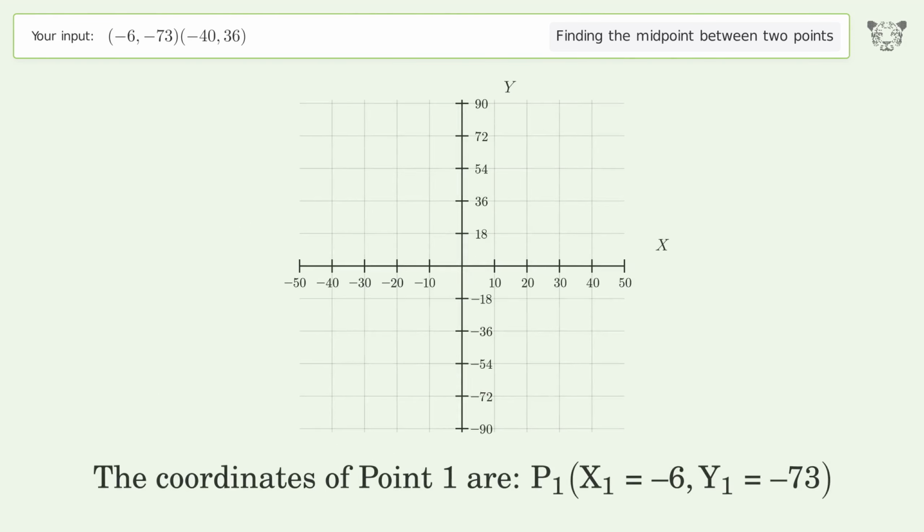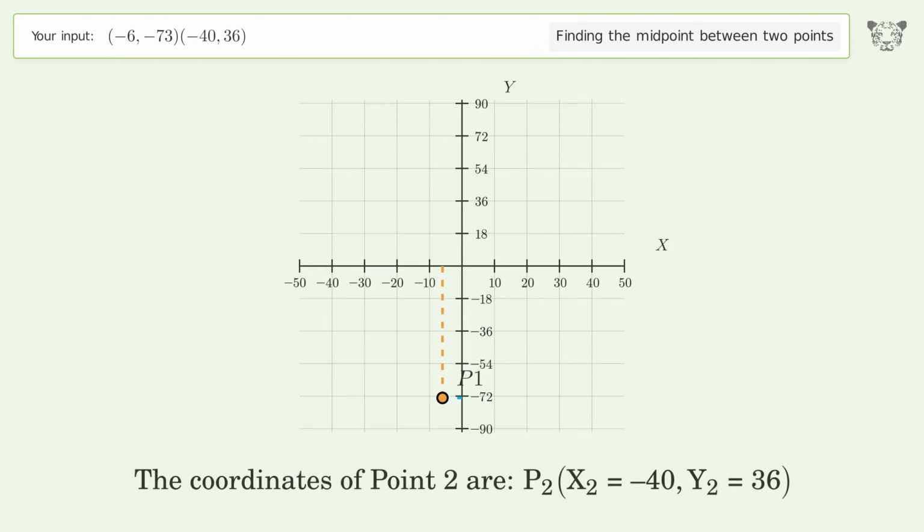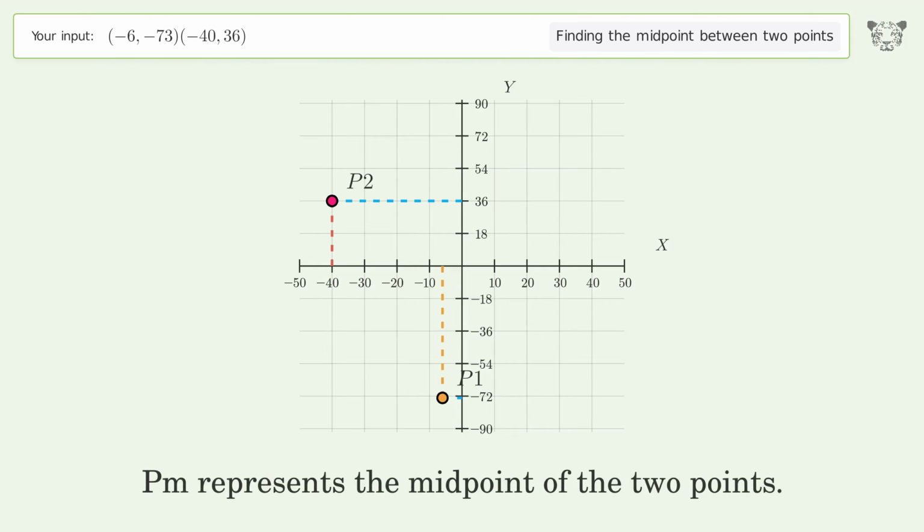The coordinates of point 1 are, x1 equals -6, y1 equals -73. The coordinates of point 2 are, x2 equals -40, y2 equals 36. PM represents the midpoint of the 2 points.